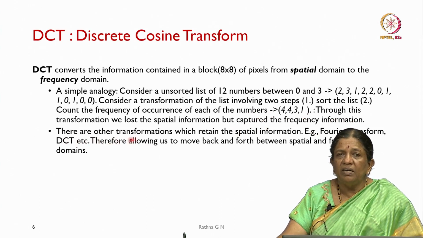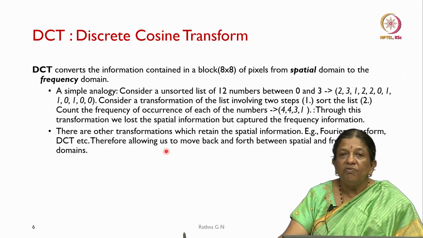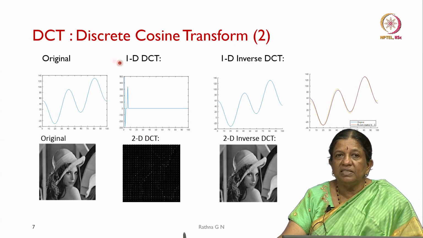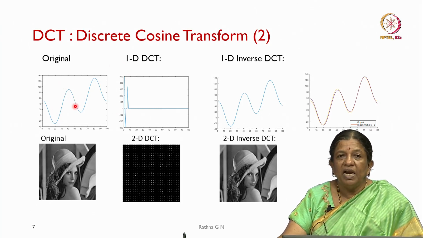There are other transformations which retain the spatial information, for example Fourier transform, DCT, etc., allowing us to move back and forth between the spatial and frequency domains. As an example, running MATLAB, we consider the discrete cosine transform. This is the original signal that has been considered, and when you take the DCT, these are the DCT values you will get.